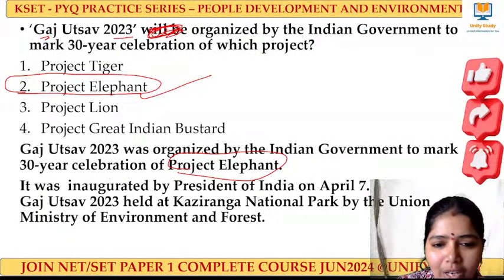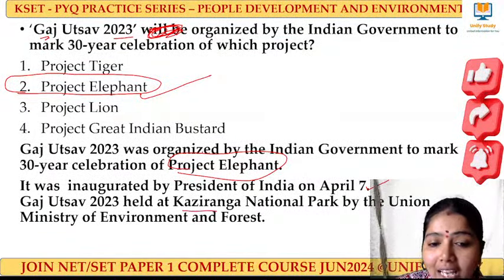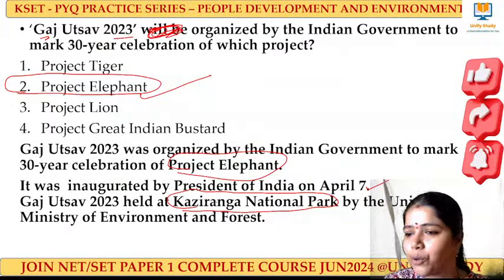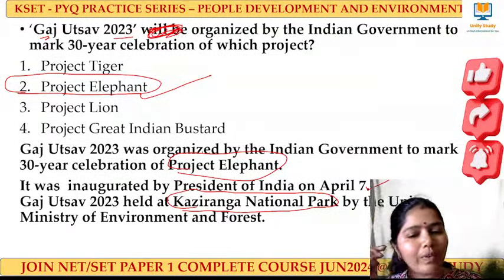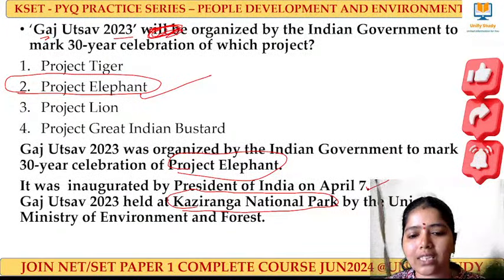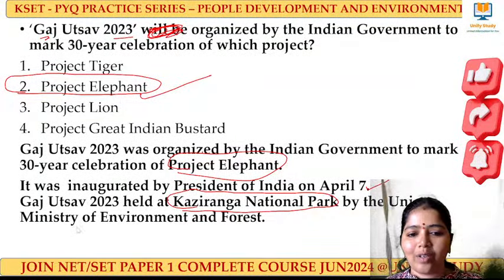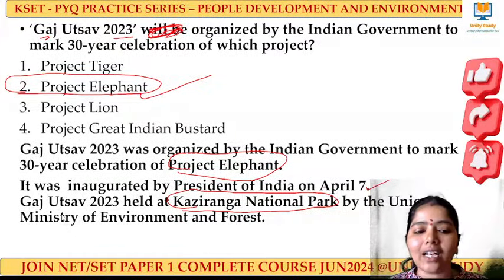Very good. It was inaugurated by the President of India on April 7, 2023 at Kaziranga National Park. Where is Kaziranga National Park? That is my question. So we learned what Gaj Utsav is, and now tell me where Kaziranga National Park is located. Good question, right? Where is Kaziranga National Park?